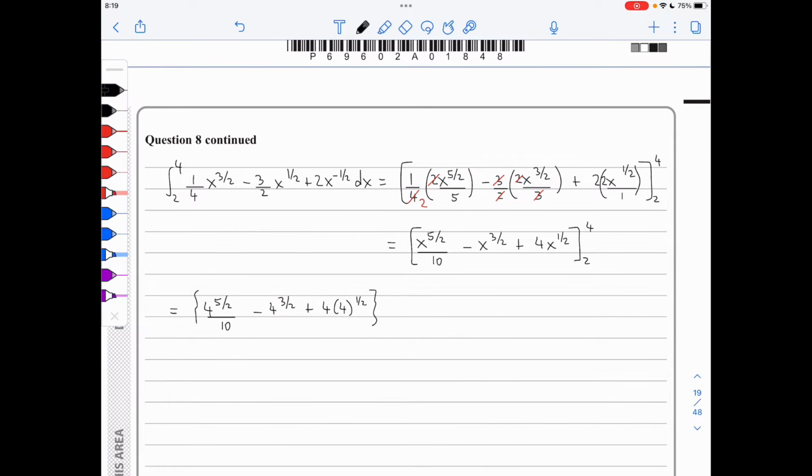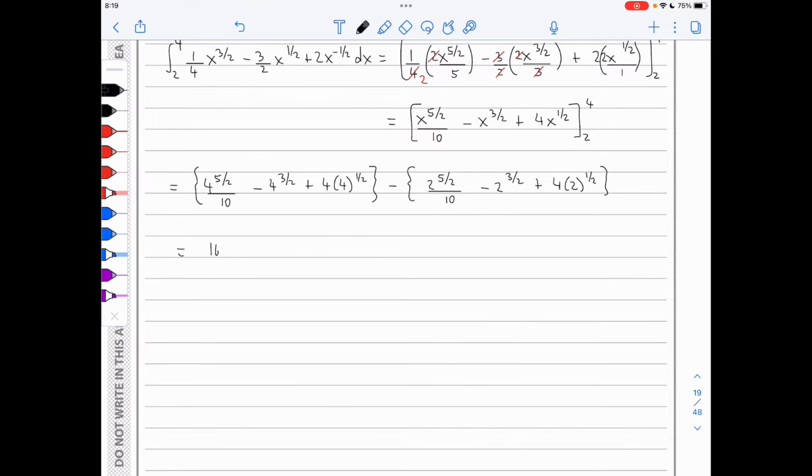This is the upper limit of 4, and now we'll substitute the lower limit. It's 2 to the 5 over 2 over 10 minus 2 to the 3 over 2 plus 4 times 2 to the half. Now the first bracket here will give me a result of 16 over 5. And for the second bracket, we notice that I could factor out 2 to the half here. So that's going to be minus 2 to the half. And I'm left with 2 squared over 10 minus 2 to the 1 plus 4.